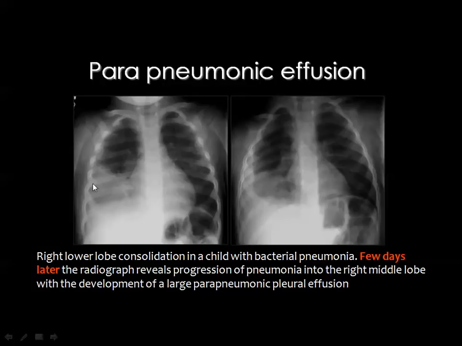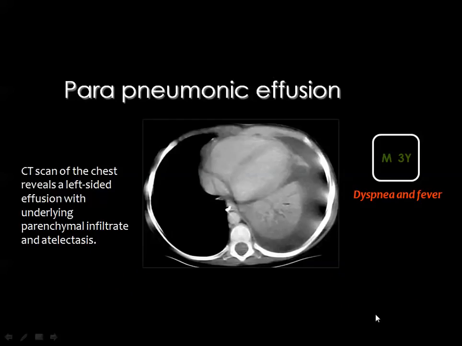You see a pneumonic consolidation in the right lung base, and this consolidation is masking the cardiac shadow, denoting it is in the middle lobe. And in the follow-up X-ray, they see the development of fluid which is rising along the lateral chest wall, denoting the presence of pleural effusion.